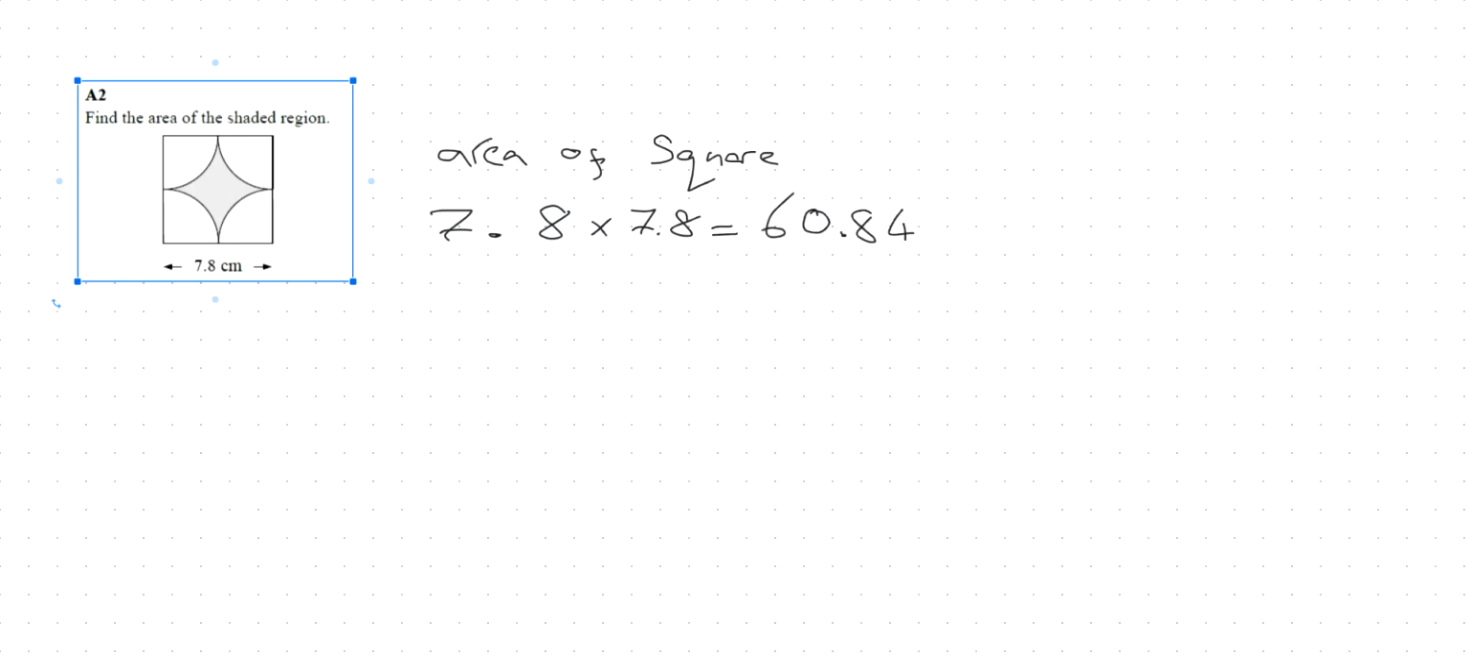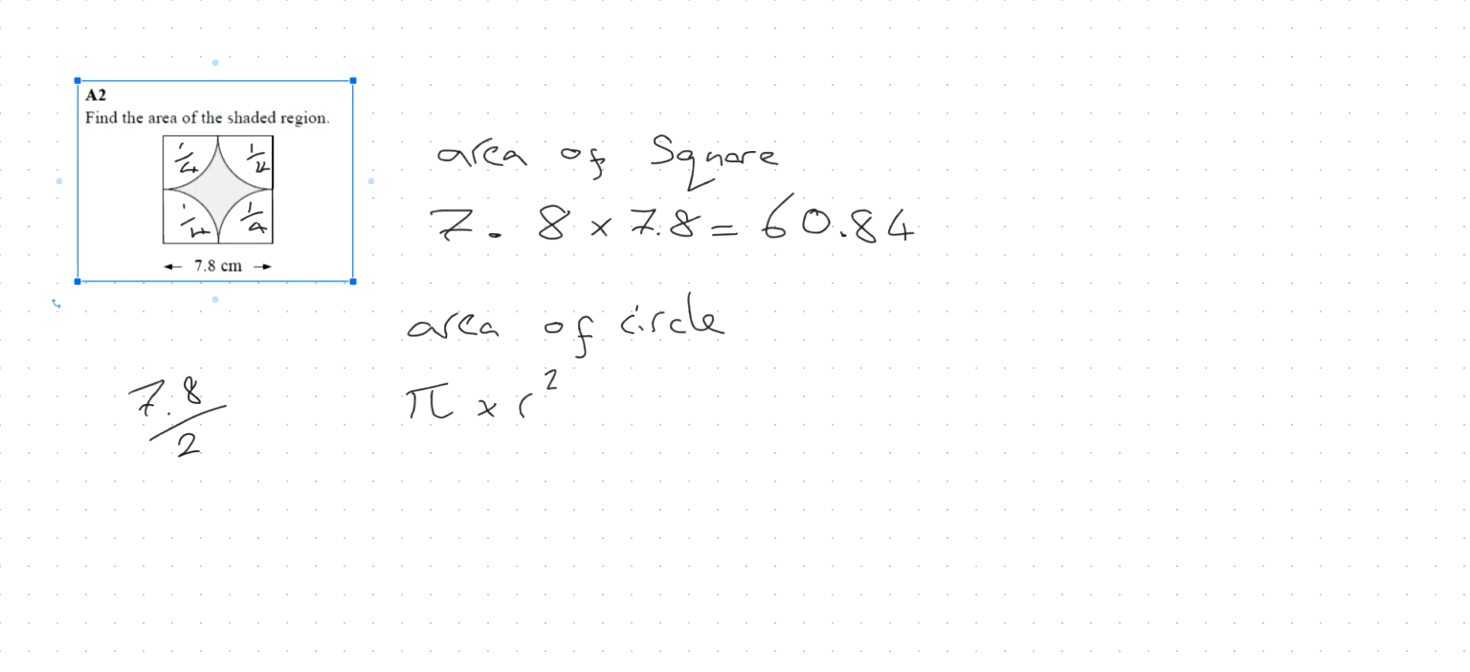Now what I've got is quarter circles, but at the same point, all of these are the same. So if each one of these is worth a quarter, four of these would be equal to one whole circle. So rather than having to quarter it and then multiply it up by 4 again, I'm just going to find the area of one circle. Again, pi multiplied by the radius squared. I've got a diameter there, so I'm going to do my 7.8 divided by 2 to get my radius. That gives me 3.9.